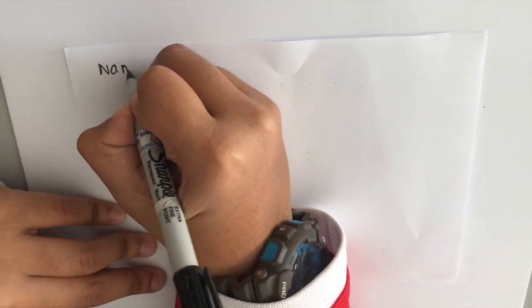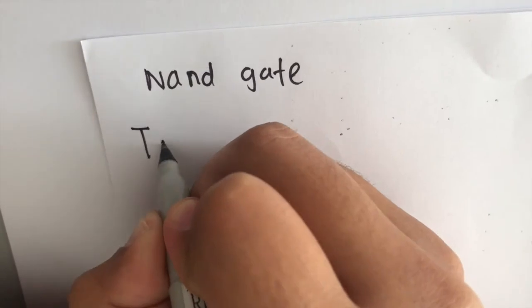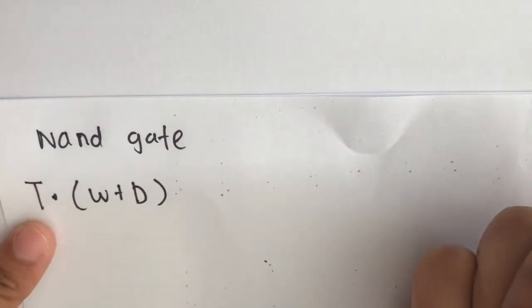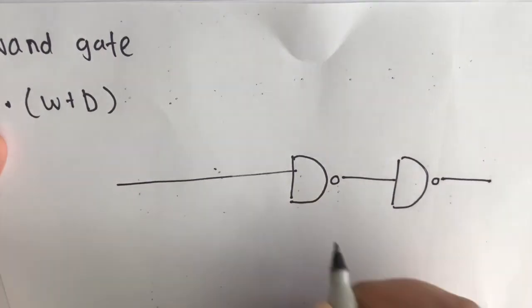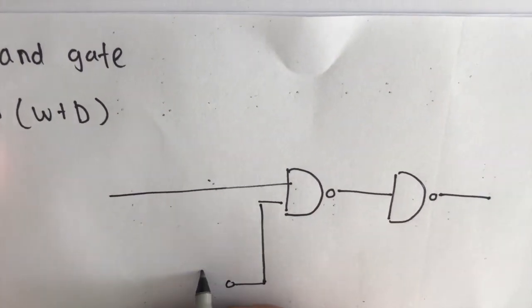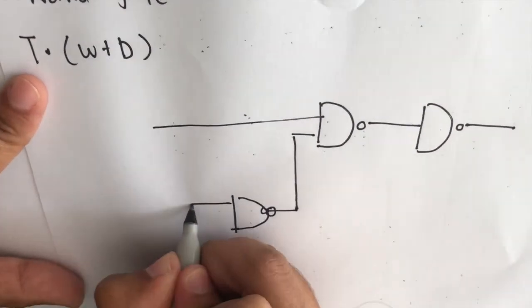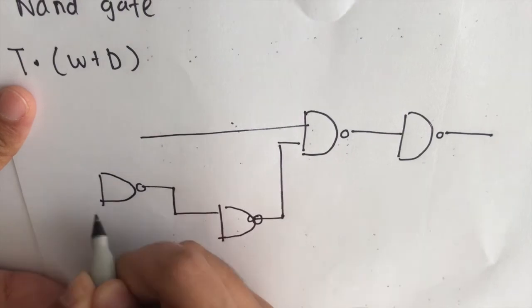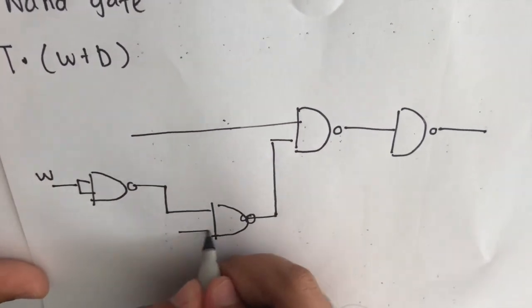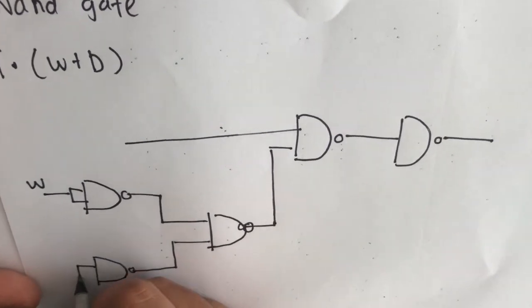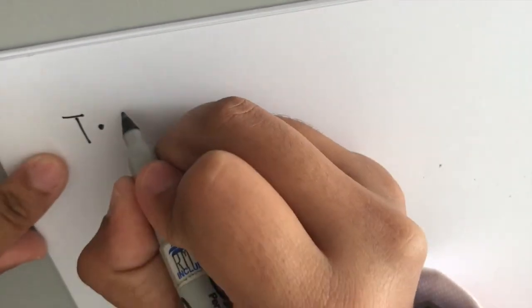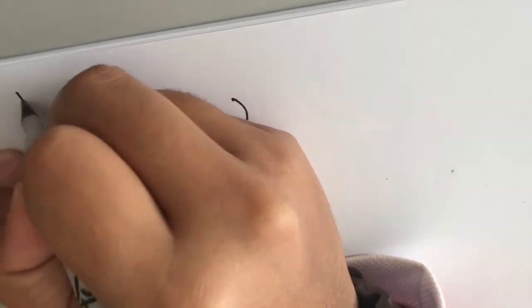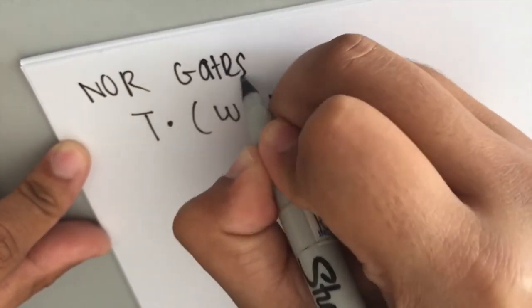Okay, for NAND gate, for this situation, it will become like this. For the NAND gate. Well, for NOR gate, with the same situation, which is T times W plus T, for NOR gate, it will become like this.